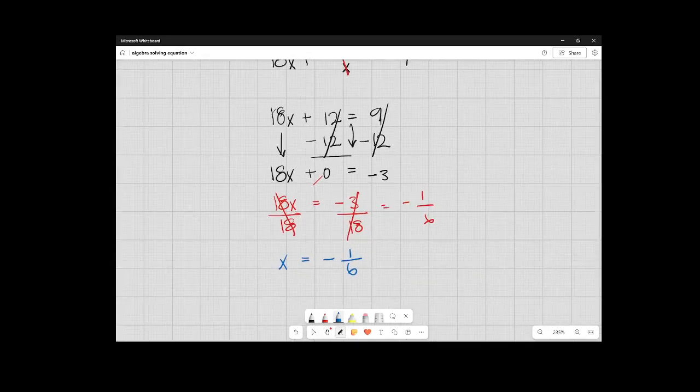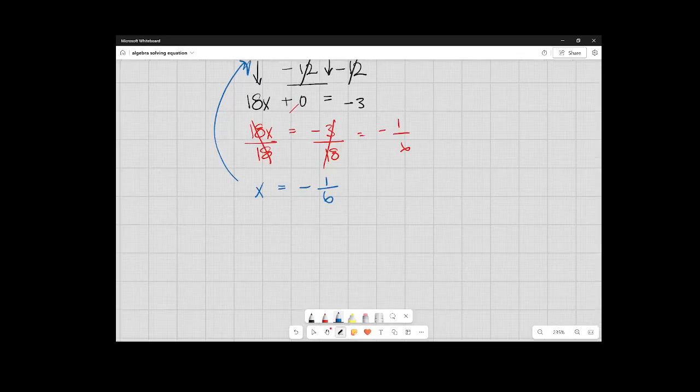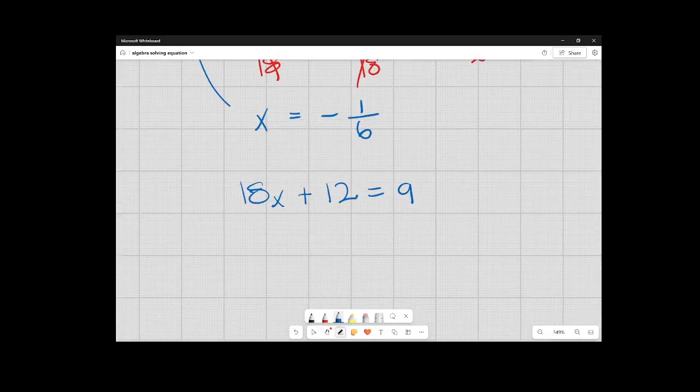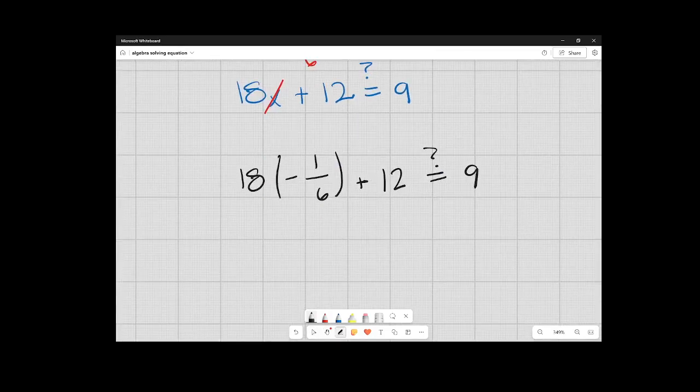You'll actually find that if you plug in x equals negative 1/6 to our original equation, it will result in a true statement. And in fact, I'm actually just going to do that right now. 18x plus 12 equals 9. Okay, well, x equals negative 1/6. And then I will say, we're testing, right? So I'll put a little question mark here. 18 times negative 1/6 plus 12 equal 9. Does it? This is more like a question. I'm like, does it equal that? All right, so what's going on here?